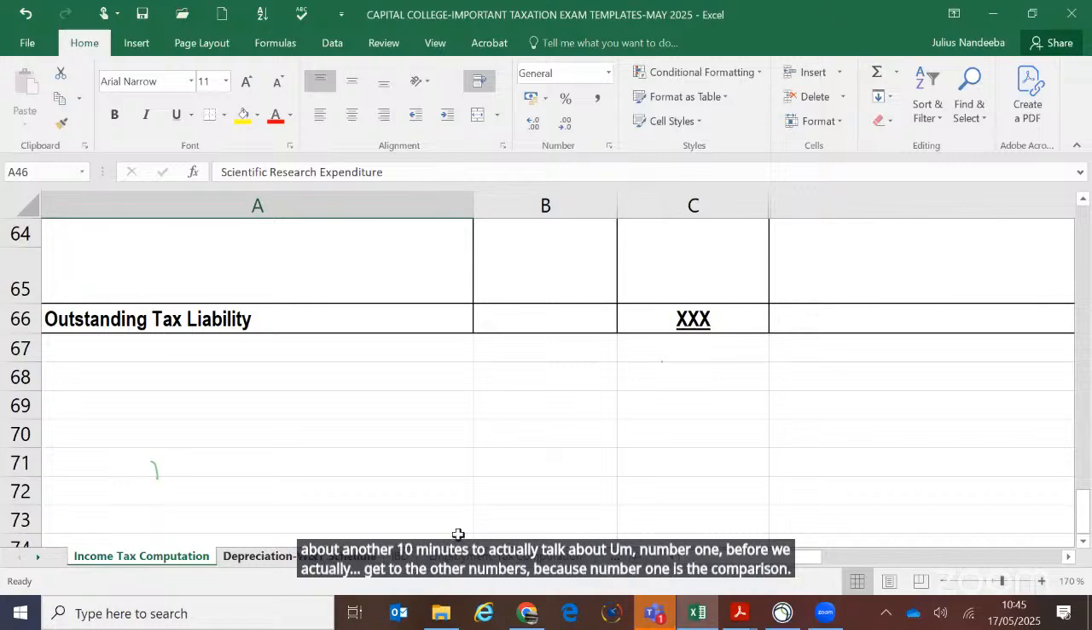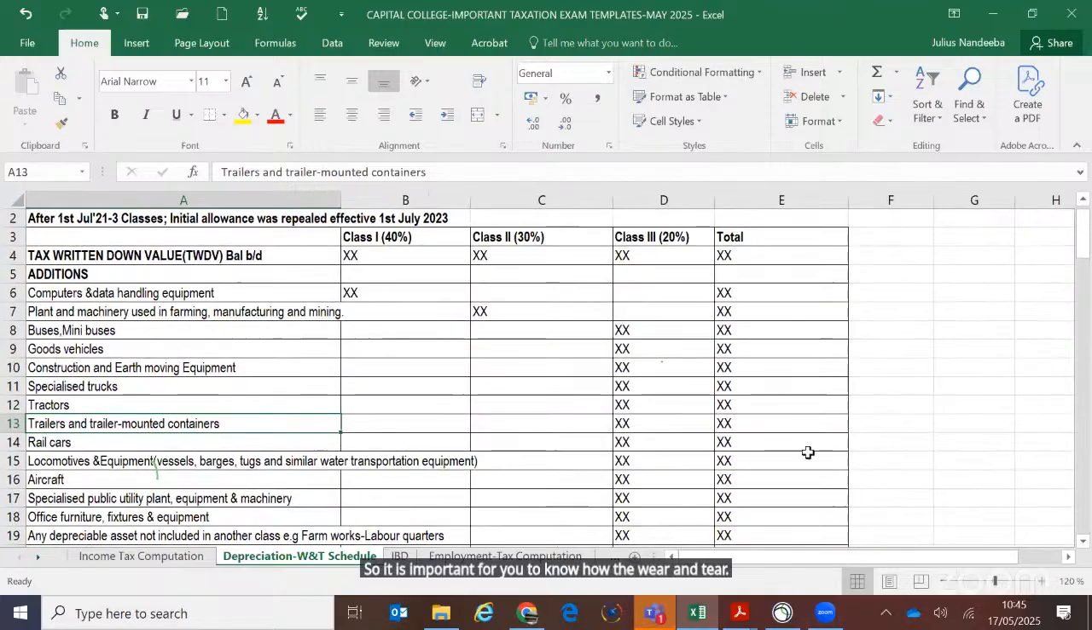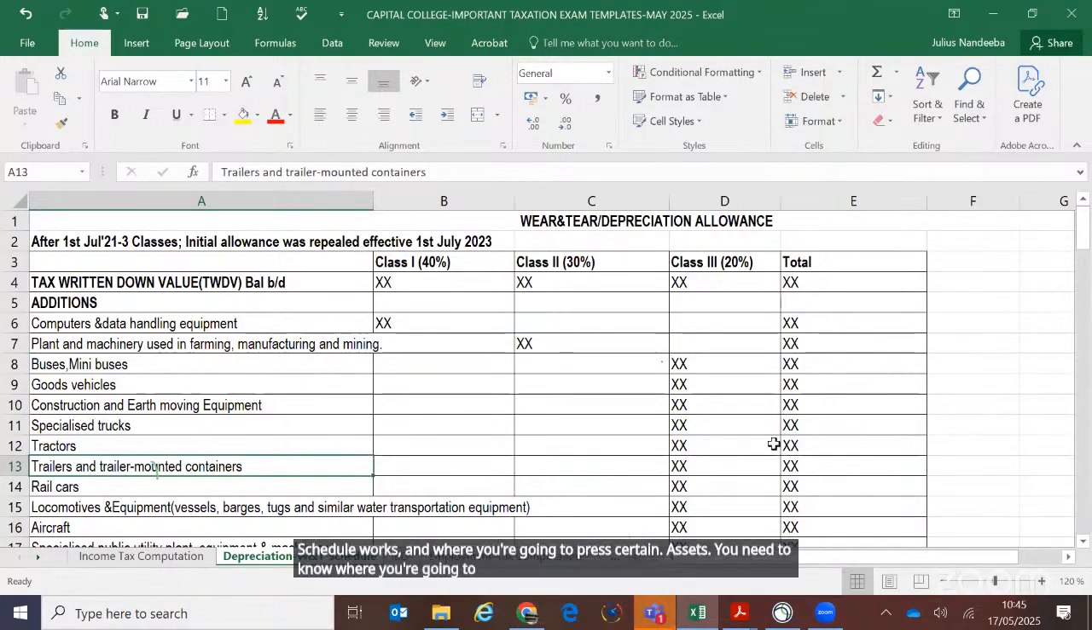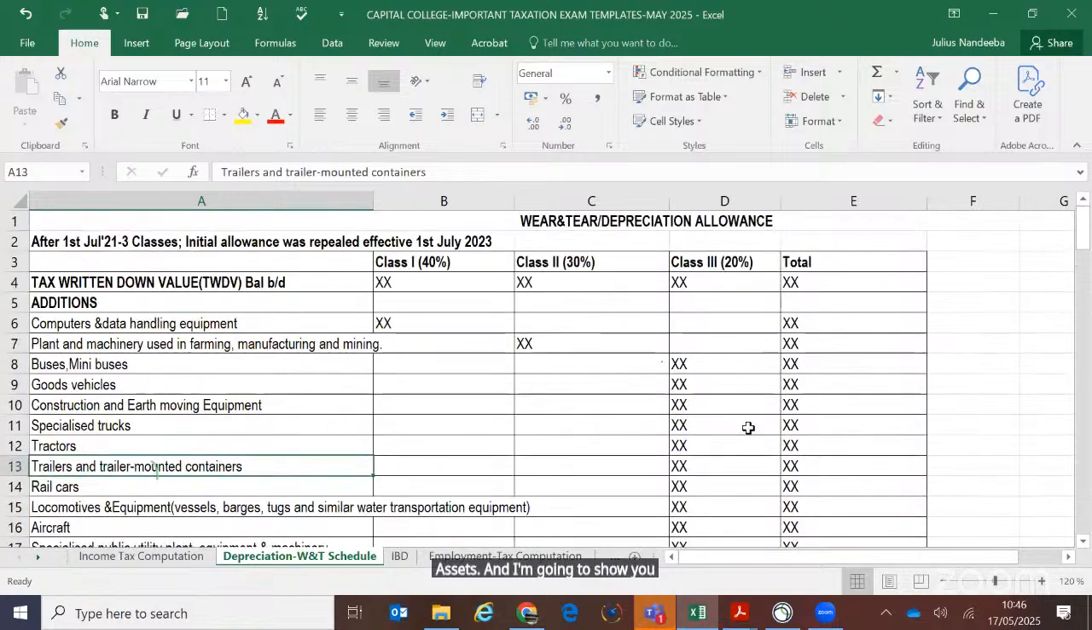Now, we said we have been talking about the wear and tear. Whereas the wear and tear is you're only picking one item, the wear and tear schedule usually gives you about more than 4 marks. So it is important for you to know how the wear and tear schedule works and where you're going to place certain assets. I'm going to show you, we'll run through how these assets are.